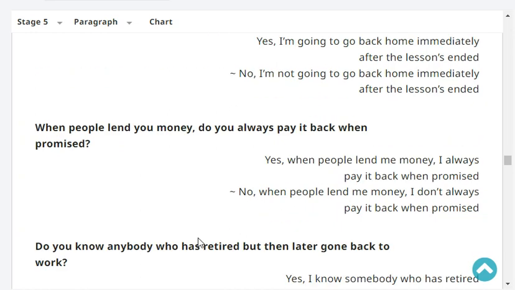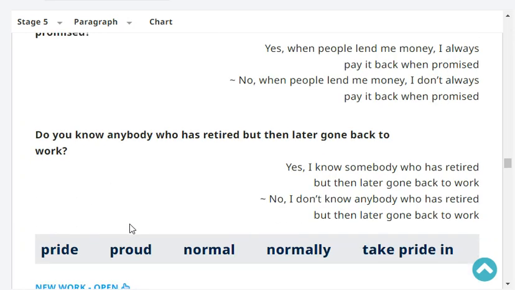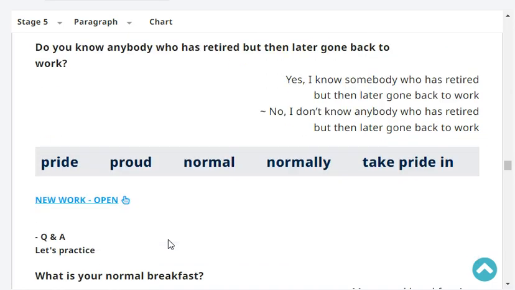Yes, when people lend me money, I always pay it back when promised. Very good. Do you know anybody who has retired but then later gone back to work? Yes, I know somebody who has retired but then later gone back to work. Very good.